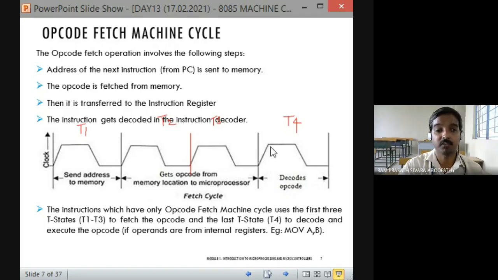The very important thing is that the operands are from internal registers. What does it mean? The CPU understands the operation in the next instant; at that instant, it knows where the operands are from. If it is from memory, it cannot be done in the 4th T state itself. Now consider this condition, MOV A, B. What does it have to do? What is the meaning of this instruction, MOV A, B?